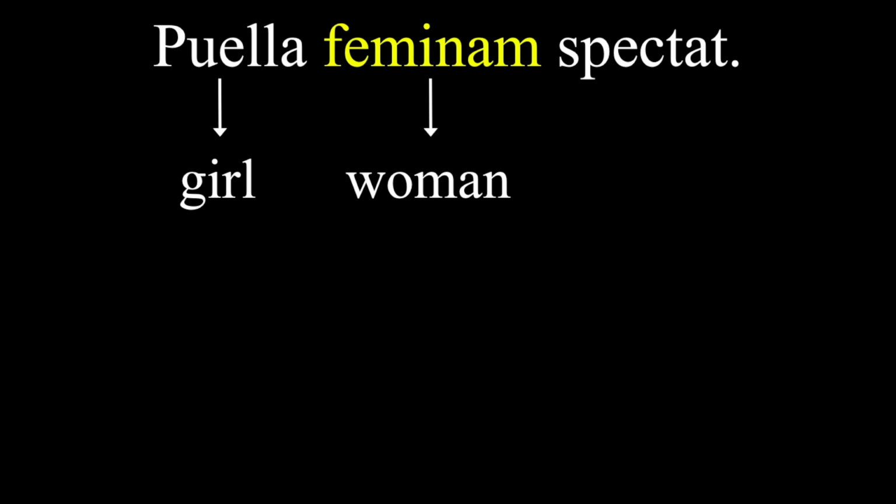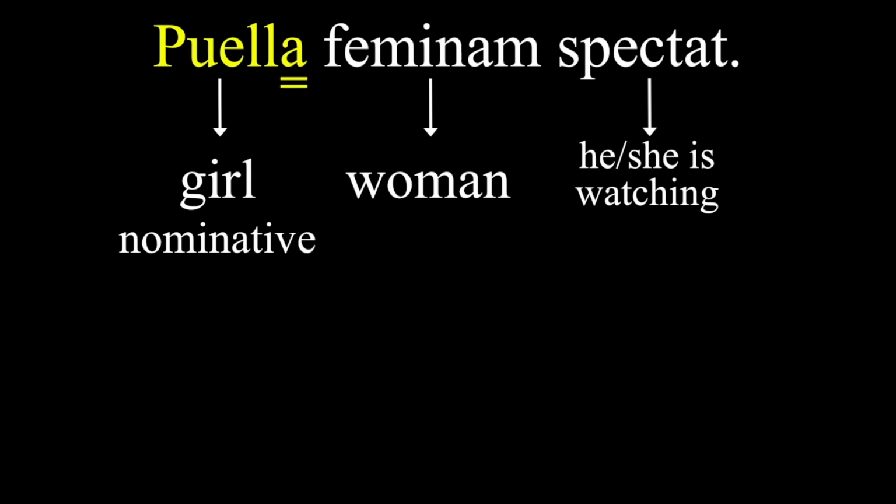So here's a Latin sentence with a nominative and an accusative. Puella feminam spectat. Puella means girl, feminam means woman, and spectat means he or she is watching. So puella ends with an A, meaning that it's nominative. That means that the girl is the subject of the sentence and that she's doing something. And what is she doing? Well, she's watching something, of course.